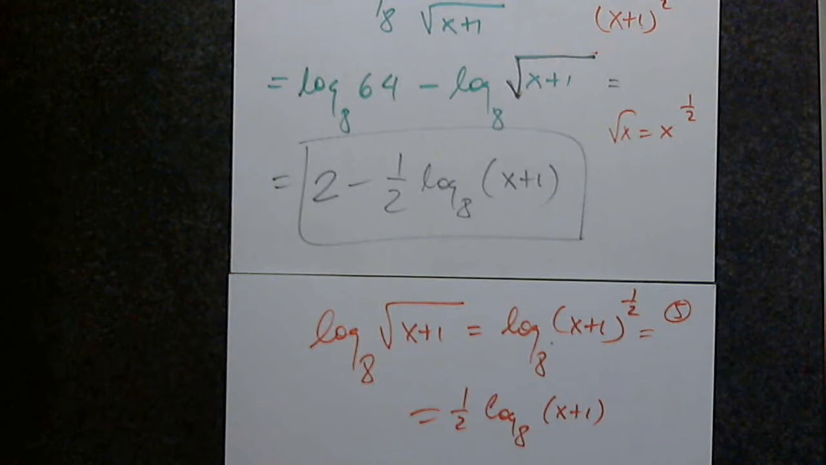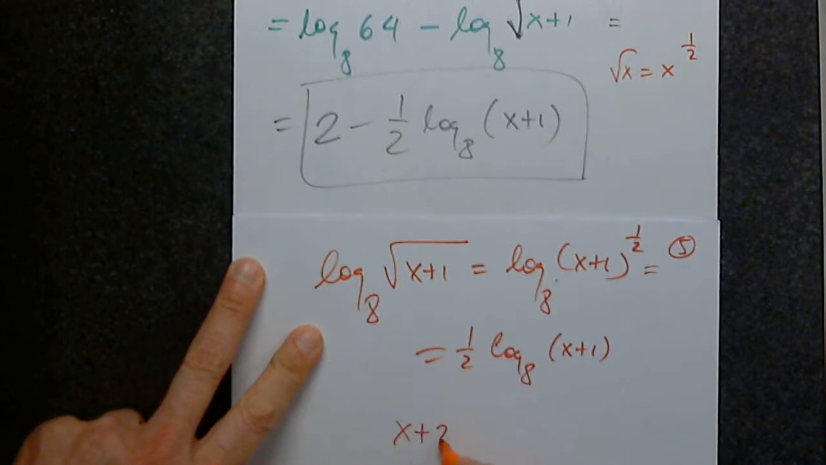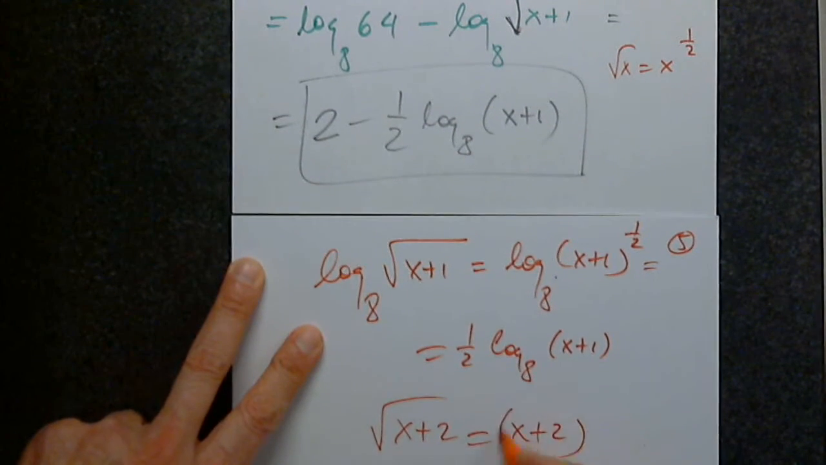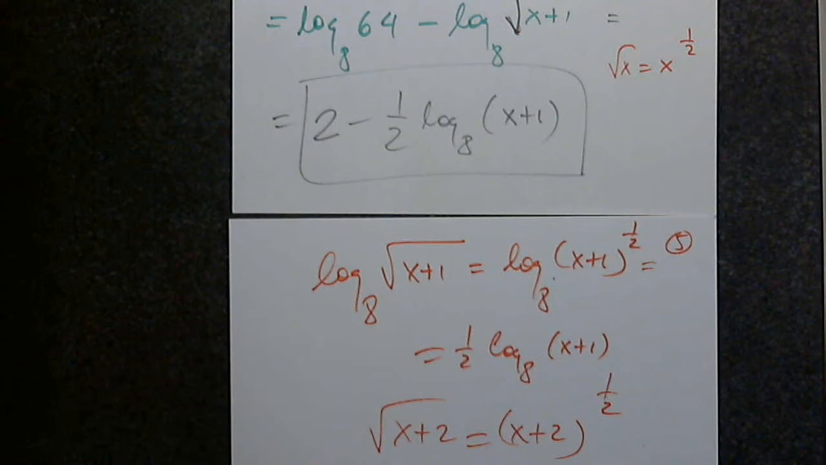What if it's x plus 2? Very good. What is that? The square root of x plus 2 is x plus 2 to 1/2. Is the square root always power 1/2? Yes, the square root is power 1/2. It's always 1/2. Always. Okay.